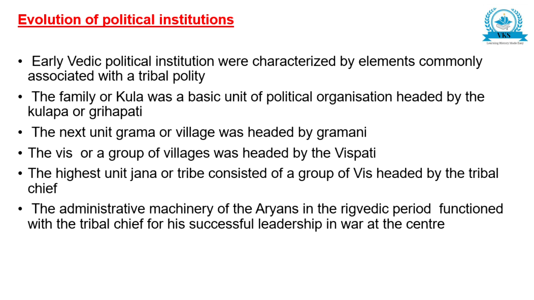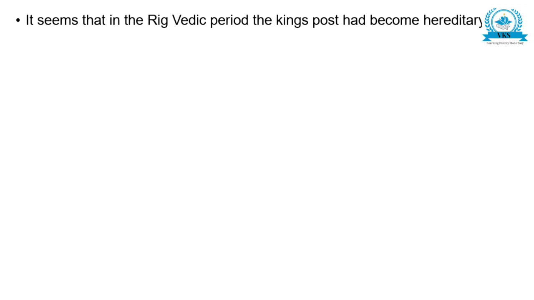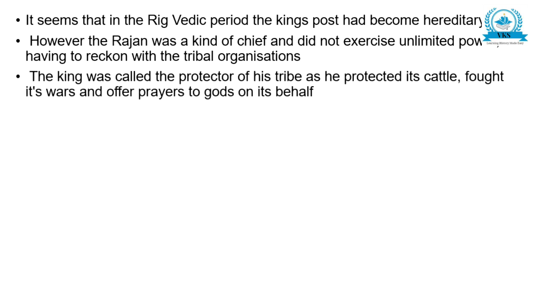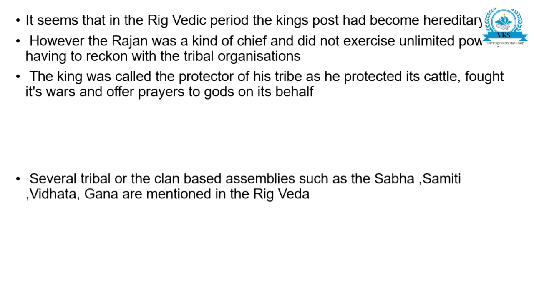The administrative machinery of the Aryans in the Rig Vedic period functioned with the tribal chief for his successful leadership in war at the center. He was called Rajan. It seems that in the Rig Vedic period the king's post had become hereditary. However, the Rajan was a kind of chief and did not exercise unlimited power, having to reckon with the tribal organizations. The king was called the protector of his tribe, as he protected its cattle, fought its war, and offered prayers to God on its behalf.